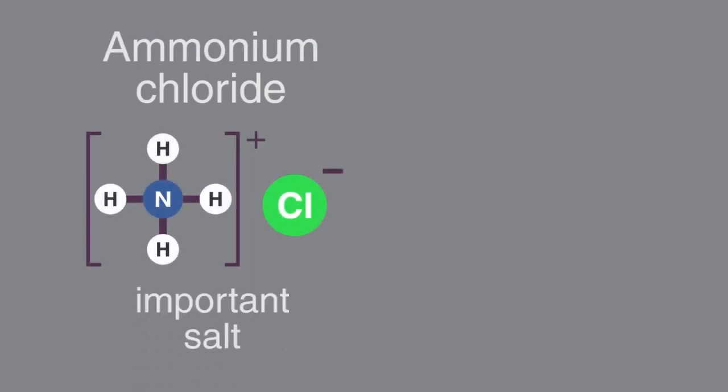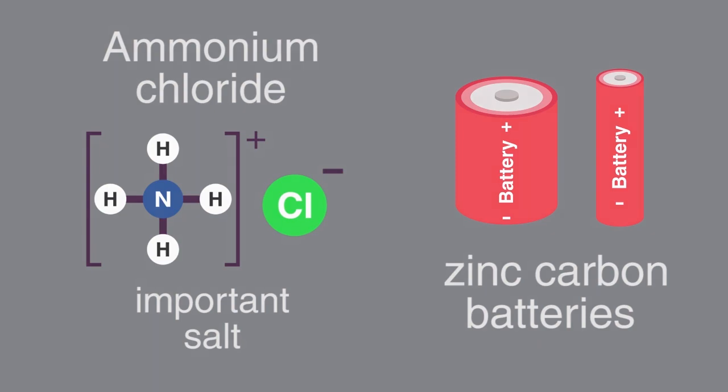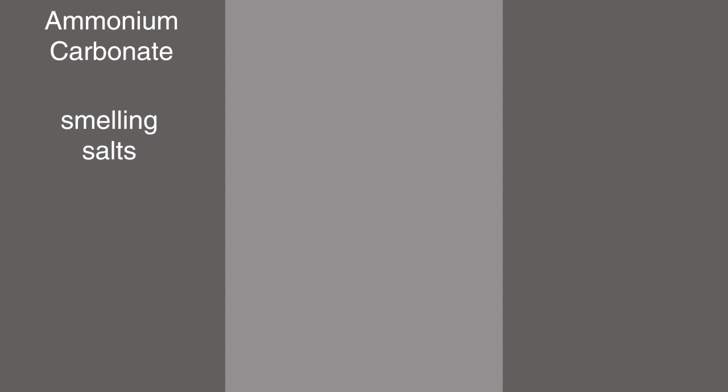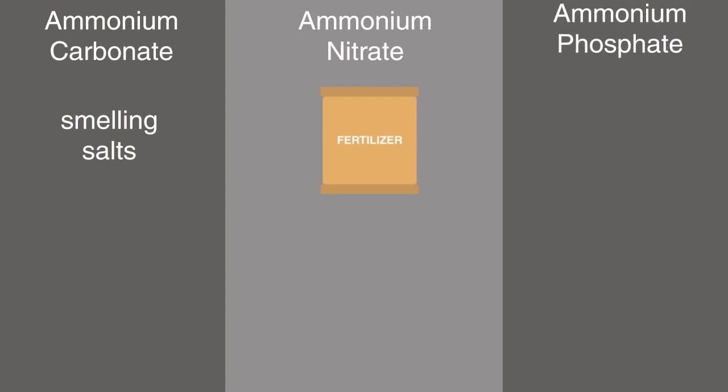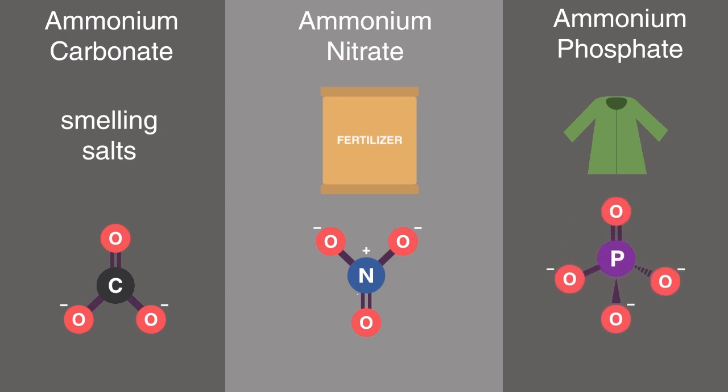Ammonium chloride is an important salt because it's a main component in zinc-carbon batteries. Now here's your main challenge. Let's think about 3 other popular ammonium salts. Ammonium carbonate is an ingredient of smelling salts, which are not used much these days, but in the past people used to inhale their vapours when they felt faint. Ammonium nitrate is an important fertiliser, and ammonium phosphate is not only a fertiliser, but can be used to flame-proof wood and clothes. So here are the carbonate, nitrate and phosphate anions.